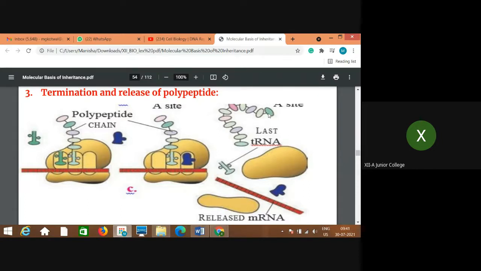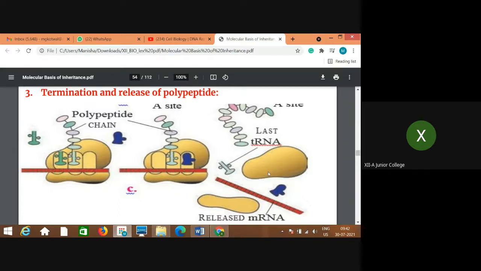And this is the A site, this is the P site, this is the E site, the exit site, from where the tRNA is released. Once the amino acid is attached from that tRNA to the next amino acid, then this is free. Now here you can see the previous tRNA is free. So it gets released, it gets dissociated, it exits from this site. So it is the E site.